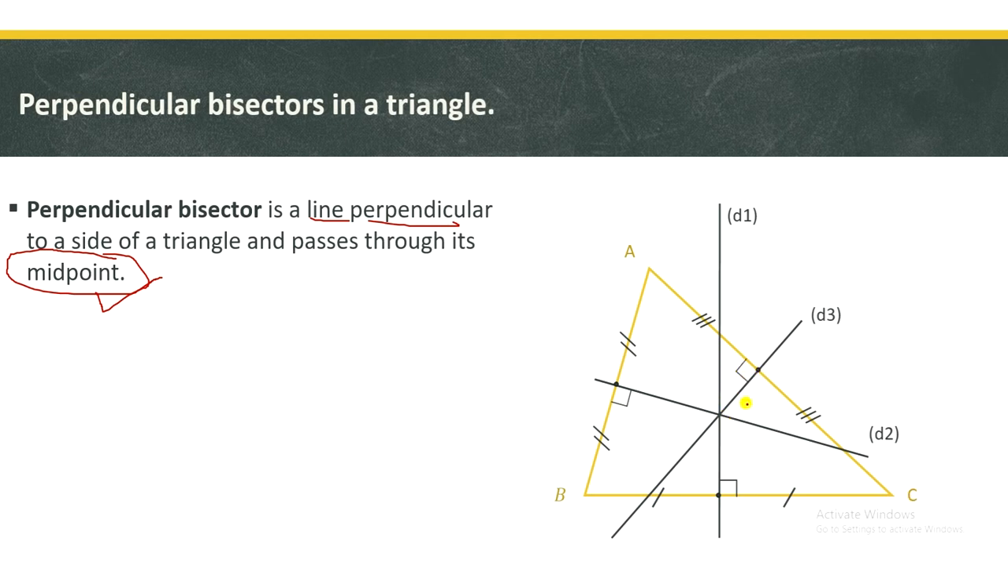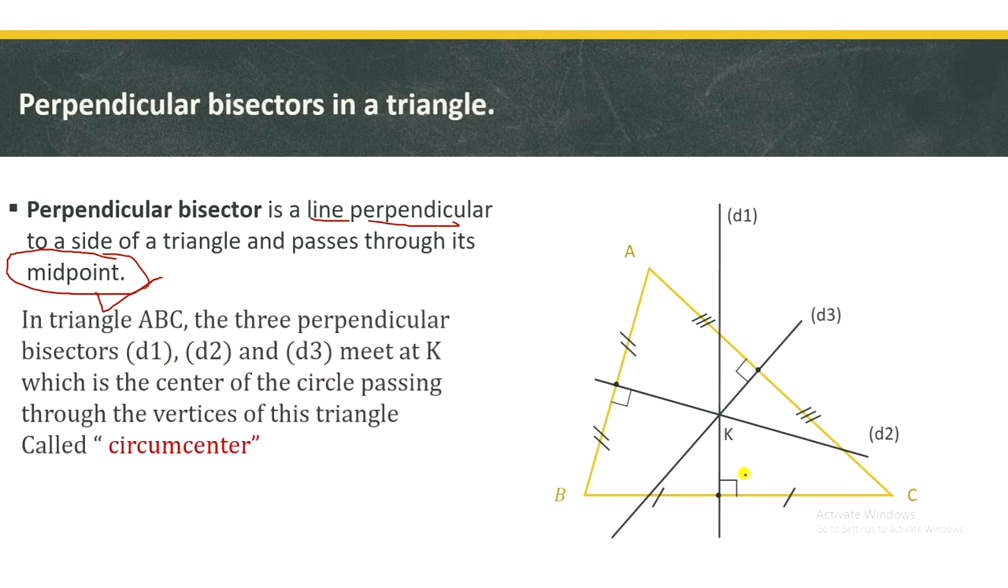So the three perpendicular bisectors meet at the same point, which is K. In a triangle ABC, the three perpendicular bisectors D1, D2 and D3 meet at K. Look, we have this point K, which is the center of the circle passing through the vertices of this triangle. It is called what? Circumcenter.